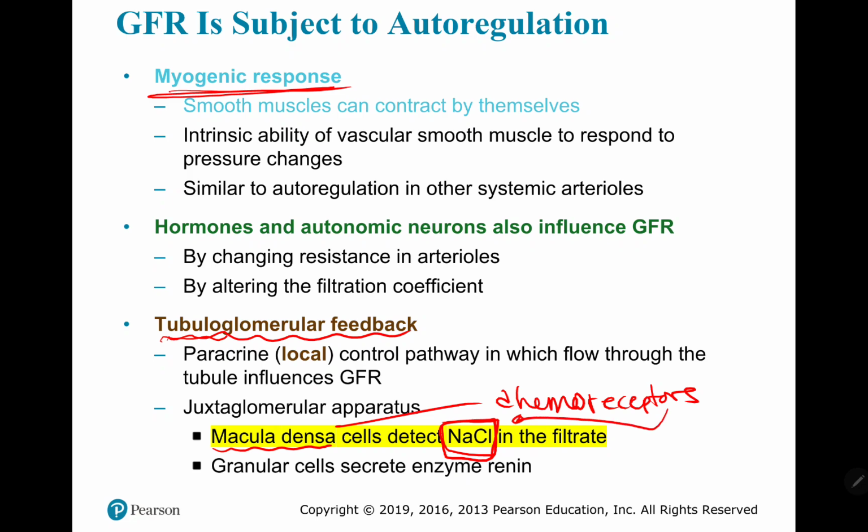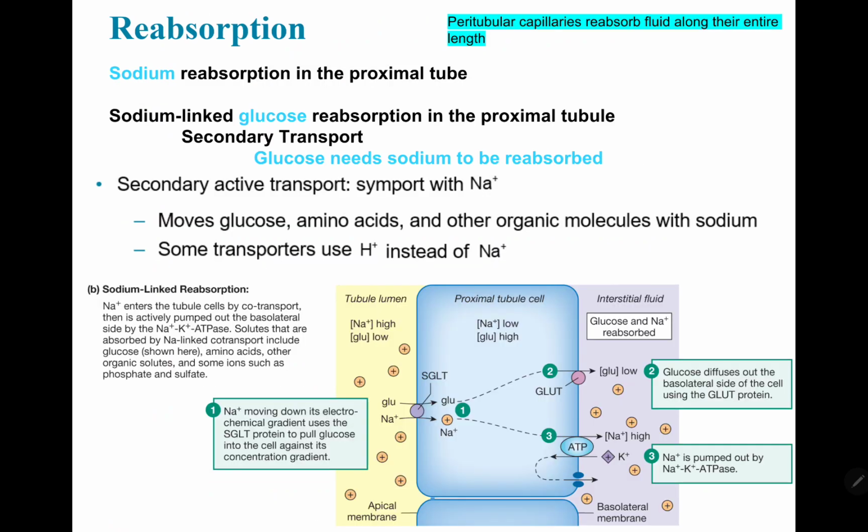sodium chloride. Then you have these granular cells. These granular cells will secrete renin. These are those granular renin-releasing cells, right? But ultimately, gotta remember, these granular cells are baroreceptors, right? So they sense pressure in that kidney tubule, okay? And this is all going to be in that juxtaglomerular apparatus at that afferent arteriole region, right?